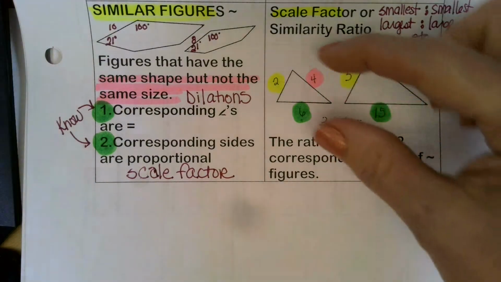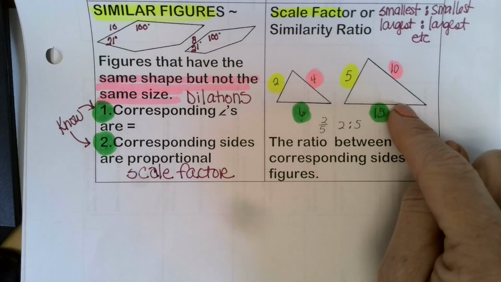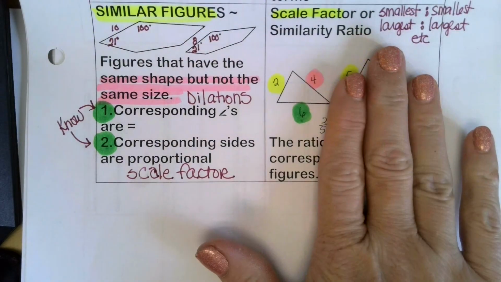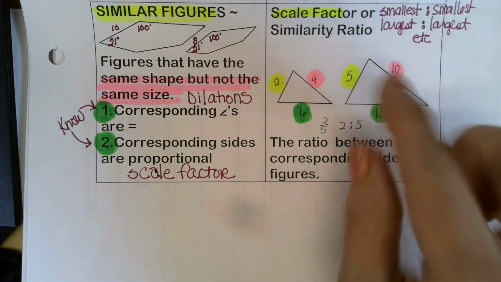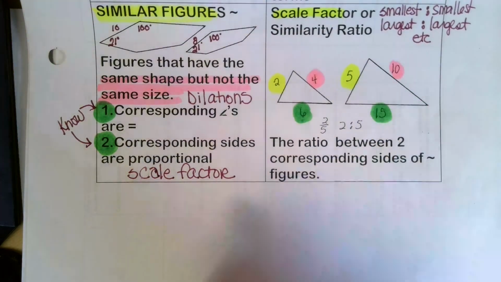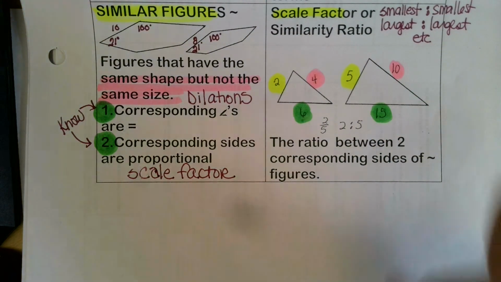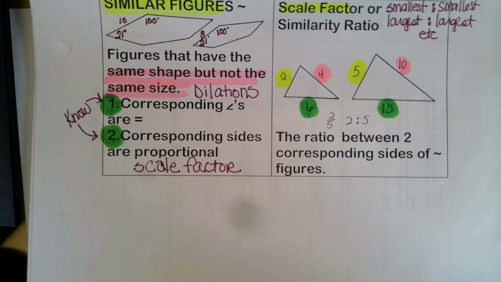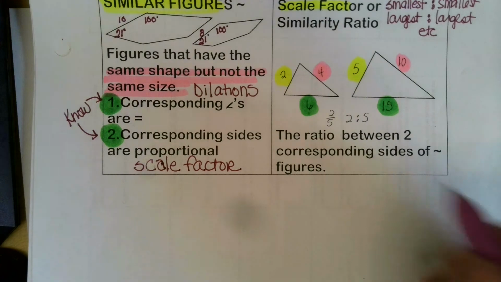Do not always go with the bottom goes with the bottom or the right goes with the right, because this triangle can be flipped. And if that was so, the 10 would be here, the 5 would be here. You have to match up the corresponding pieces. This is how we get the corresponding pieces, except when a similarity statement is given to us.